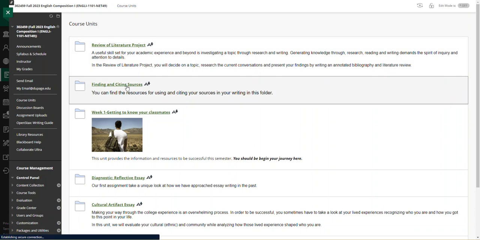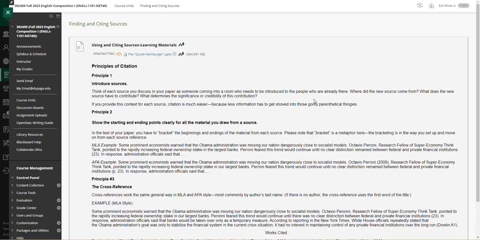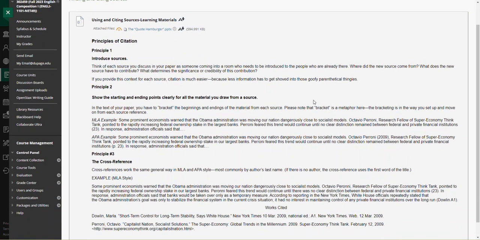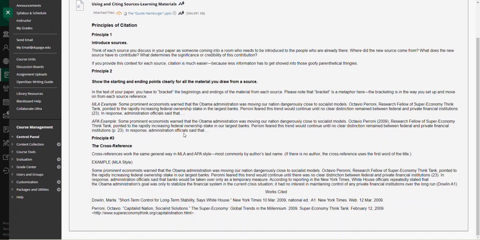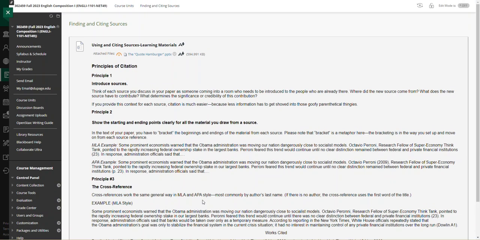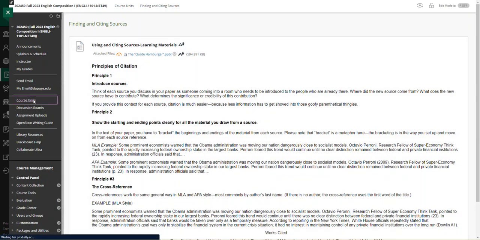Now, one thing you might want to look at in writing the literature review, sorry, so many reviews here, is the principles of citation. There is a PowerPoint here describing the quote hamburger, and I'll get to some additional resources in a second. Principle 1 about citation is introduced sources for in-text reference. Also, starting and ending points is critical when you work with quotes or paraphrases. And then here is the cross-reference. In-text citation must match what's on the works cited page. So you can look this over in this course unit.